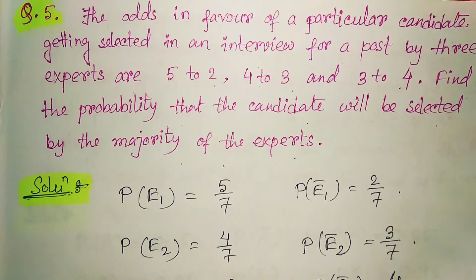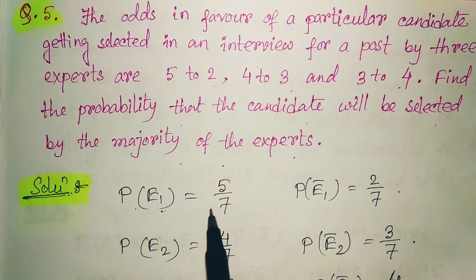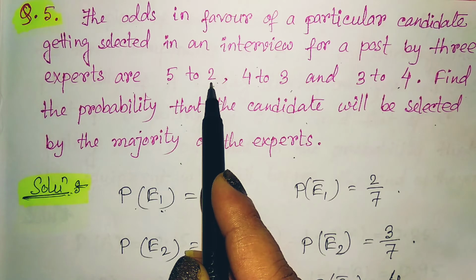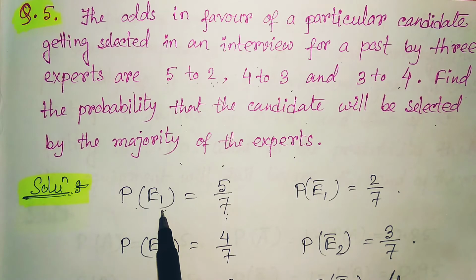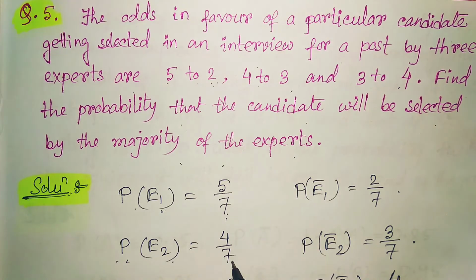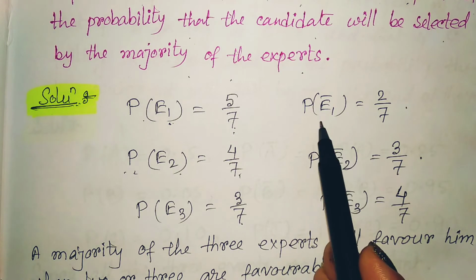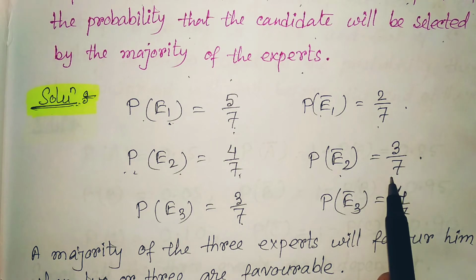So here in the given question it is given that the probability of E1, meaning the first examiner selects the candidate, is 5 by 7, because for 5 to 2, 5 is the chance of selection and 2 is the chance of not selection. So 5 by 7 is the probability that the first interviewer selects the candidate. Second interviewer selects the candidate, its chance is 4 by 7. And the third one selects him, its chance is 3 by 7. The first one not selecting him, its chance is 2 by 7. Second one not selecting him, its chance is 3 by 7. And third one not selecting him, its chance is 4 by 7.